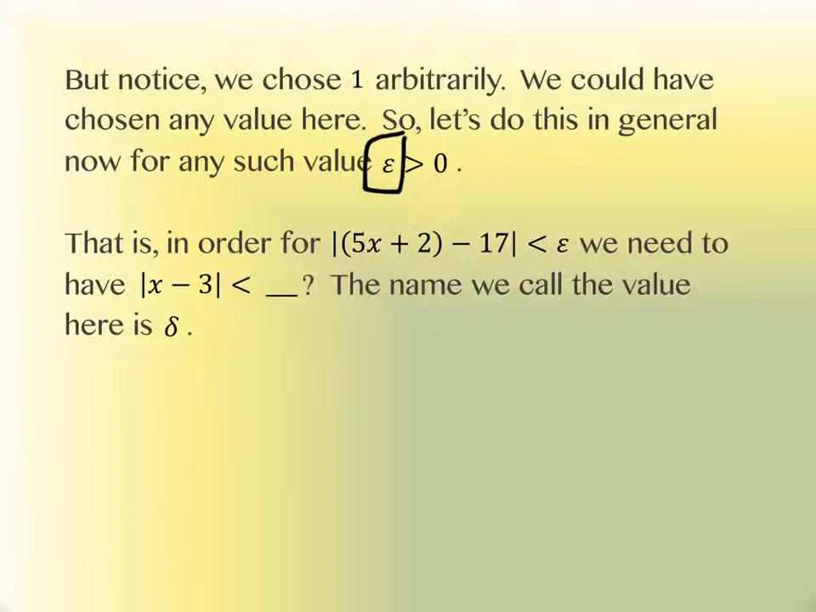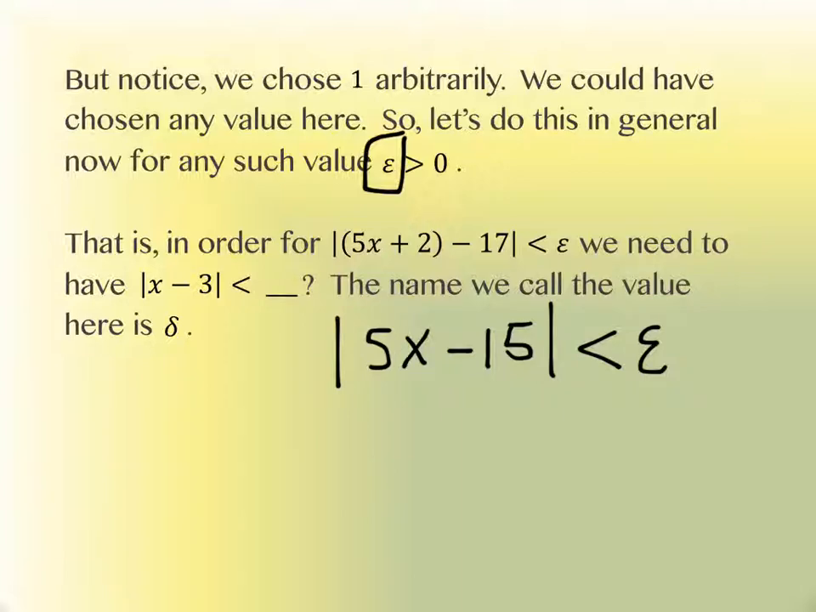So let's go back to the same problem. 5x plus 2 minus 17 in absolute value, instead of being less than 1, is less than epsilon. But it doesn't change any step we did in the process. We still simplify inside the absolute value. We get 5x minus 15.